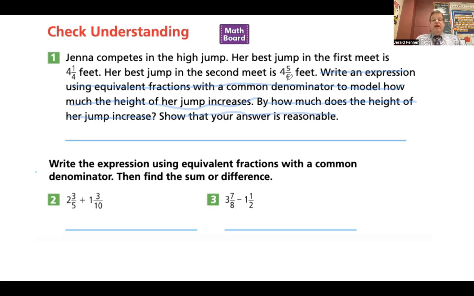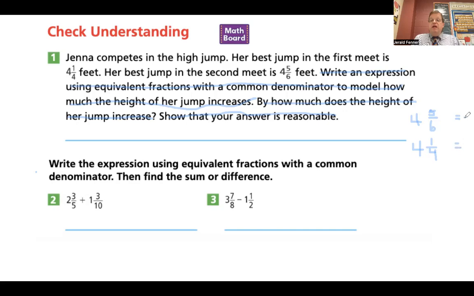So we have to first look at 4 5/6 and 4 1/4. We're trying to find the difference between the two of them. So we want to find which one's larger, and the 4 5/6 is larger. And so we're going to put the 4 1/4 underneath it. Common denominators. We do not have one that has the correct denominator, so we're going to have to figure that out.